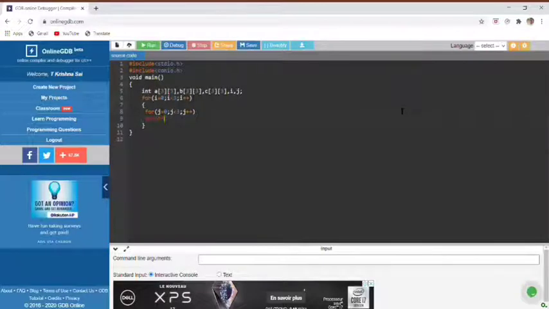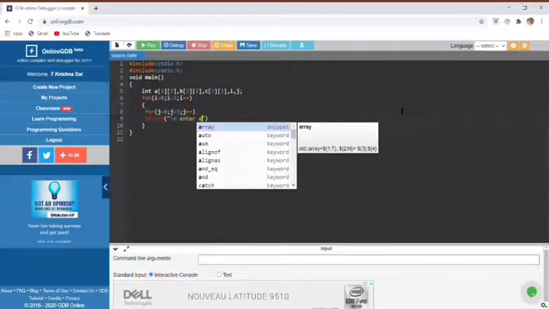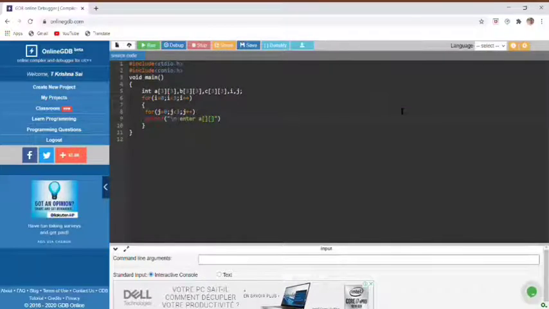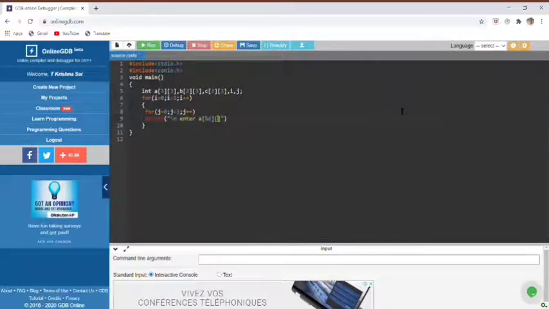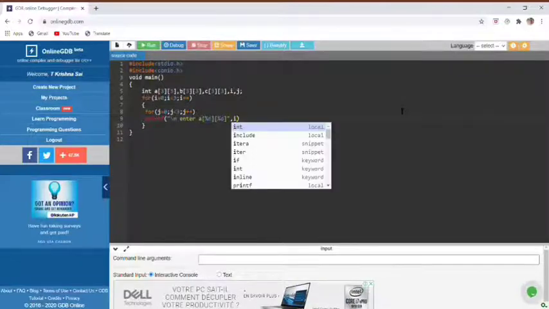printf, enter a of. We are entering one by one: 1, 2, 3, 4, like that. Any numbers to enter into those arrays. The numbers of the matrix should be entered first row and then column, row, column, row, column. Percentage d, not capital D, small d. Then here percentage d, comma, what should be written is i, comma j.